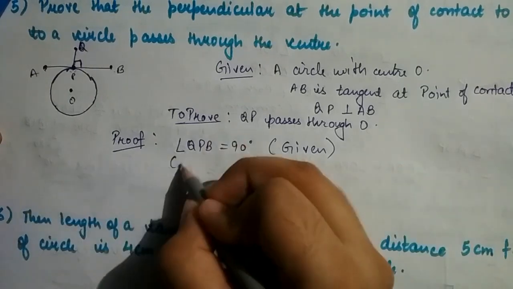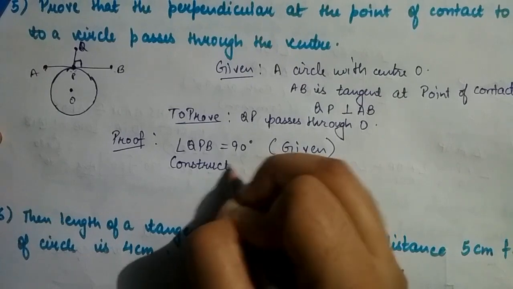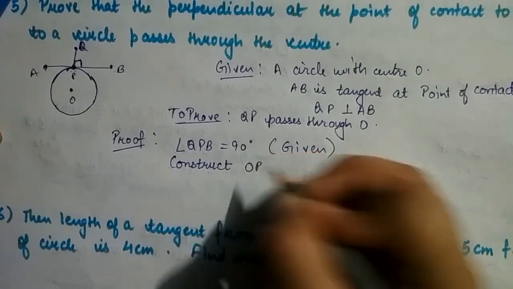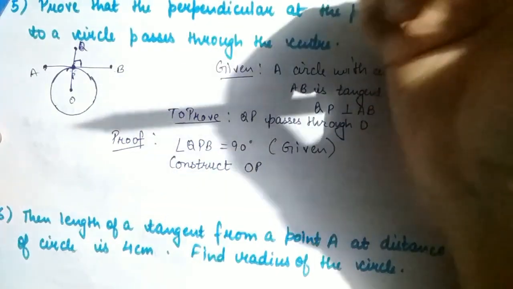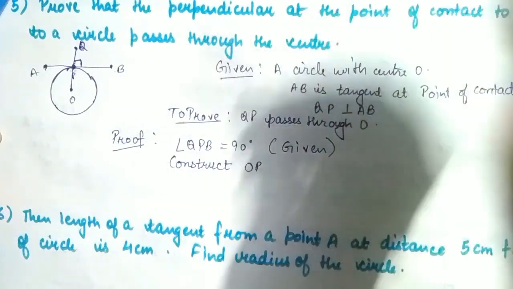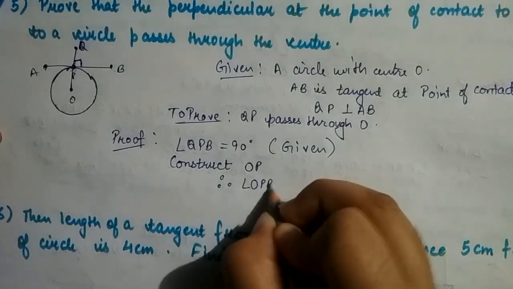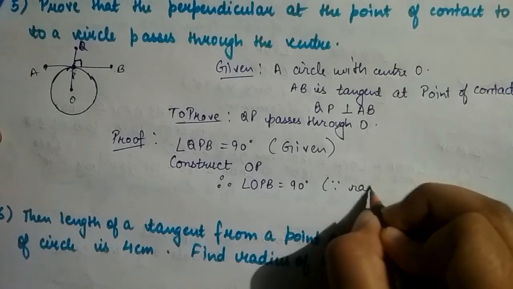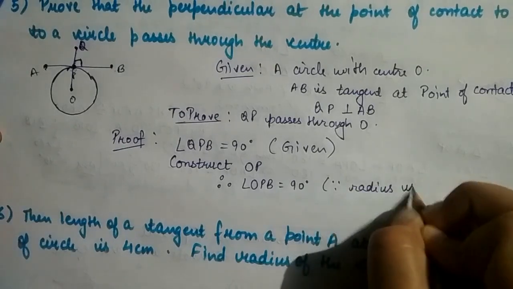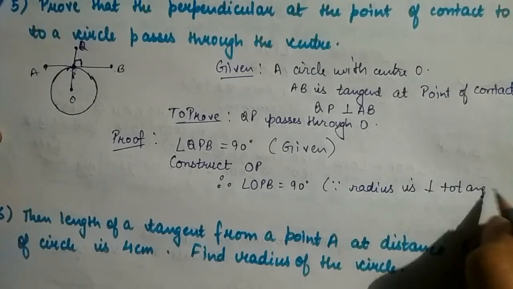So you will construct, or you can say, join OP. Now if you join OP, then you know OP is the radius, and therefore angle OPB will be 90 degrees, because radius is perpendicular to tangent. This is the reason.